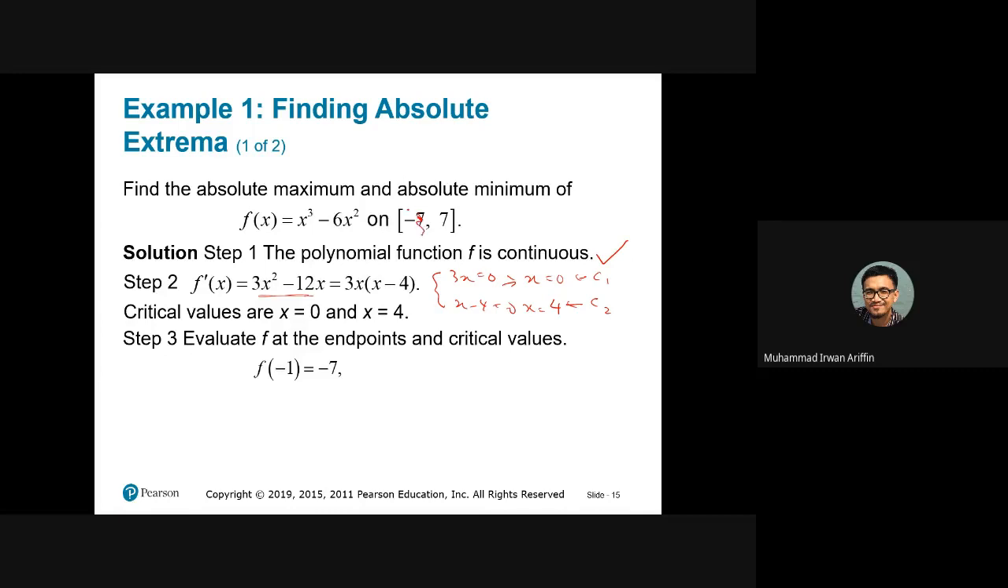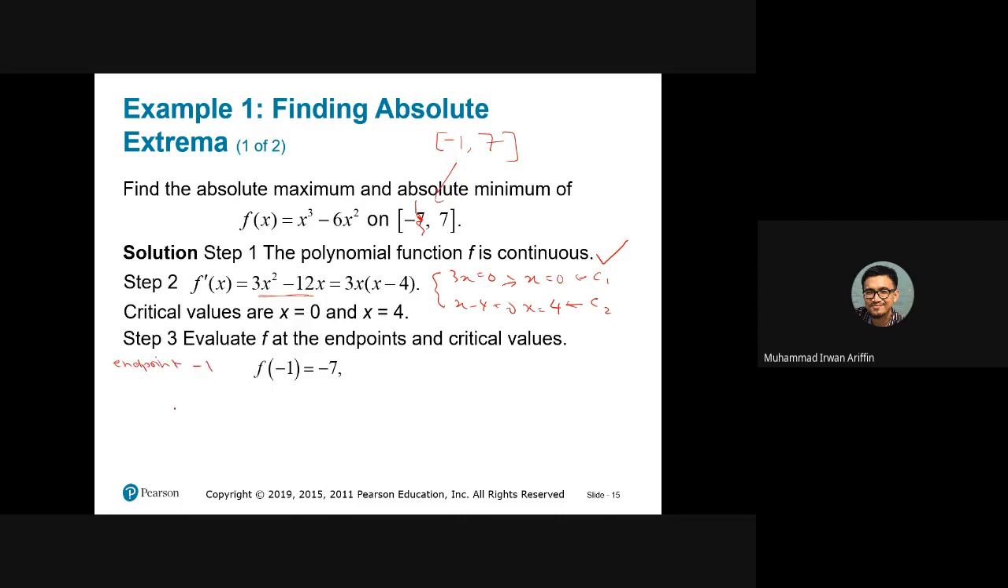This should be from -1. Please make the correction. The interval given is from -1 to 7. So when we replace -1 into our x, we take the endpoint, so f of -1 gives us -7. And then, next, we replace with the other endpoint. So this is our endpoint.